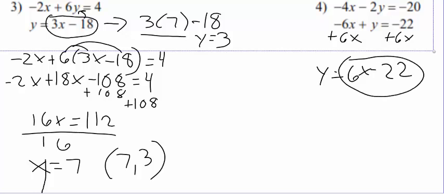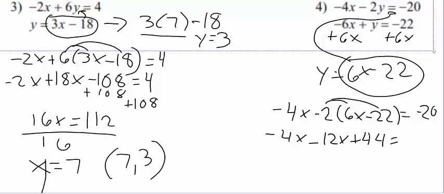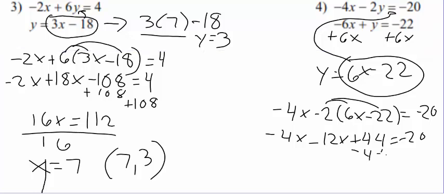So now I'm going to take that and plug that in for y up here. So I've got negative 4x minus 2 times 6x minus 22 equals negative 20. Got to distribute that. So we got negative 4x minus 12x plus 44 equals negative 20. So I'm going to subtract 44 from both sides. Oops, 4, that's a 4. And then I'm going to combine these two.